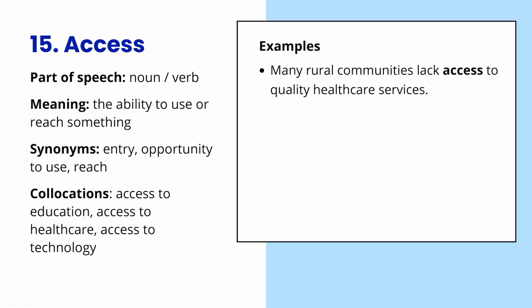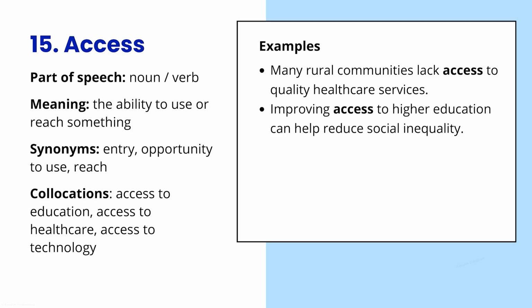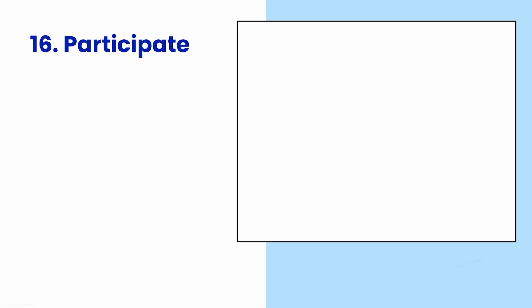Many rural communities lack access to quality healthcare services. So this means that many rural communities do not have the ability to use quality healthcare services. Improving access to higher education can help reduce social inequality. So this means giving more people the ability to use higher education can help to reduce social inequality. Remember, when you're using access as a noun, we normally say access to something with to, like access to information, access to the internet.